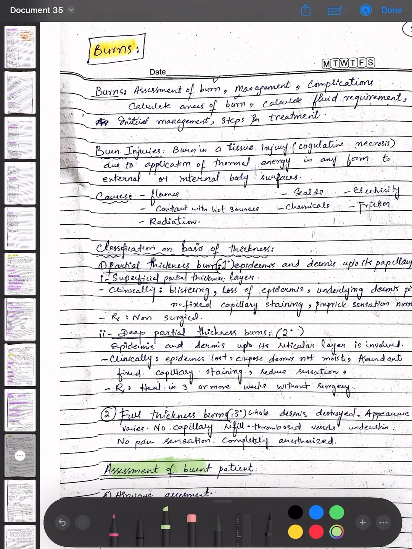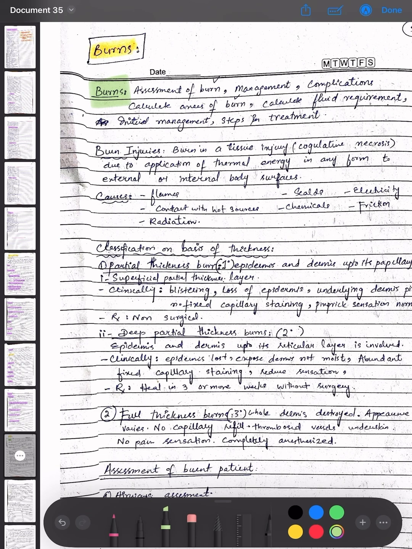Okay. Burns. What is the definition of burn? Assessment of burn, management of burn. Okay, what do we have to learn in this chapter? Assessment of burn, management of burn, complications, calculating the areas of burn, calculating fluid requirement, initial management, steps in treatment. We should know this after studying this chapter.